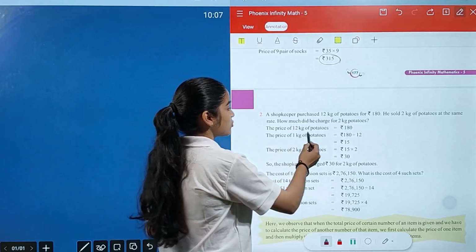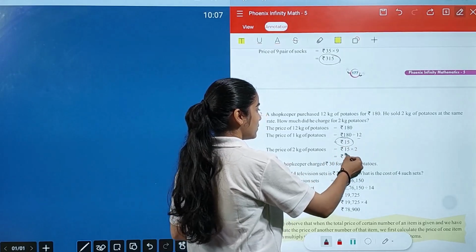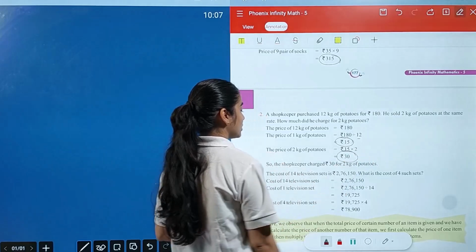The price of 12 kg of potatoes is 180 divided by 12. So this is the cost for 1 kg. Now we simply multiply for 2 kg. 15 multiplied by 2, that is your 30 rupees.